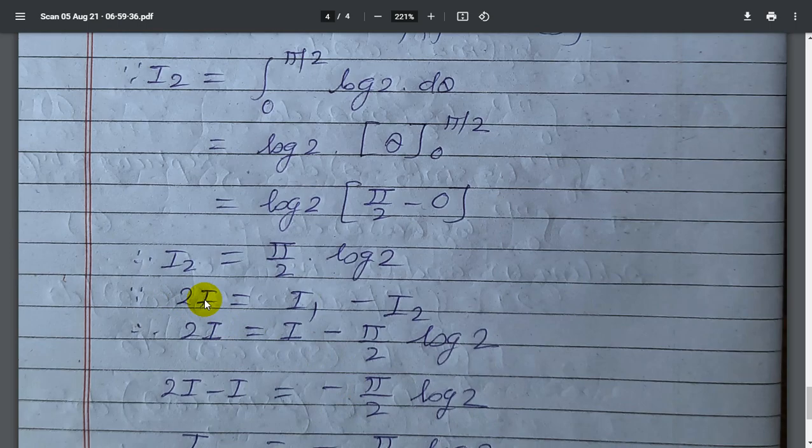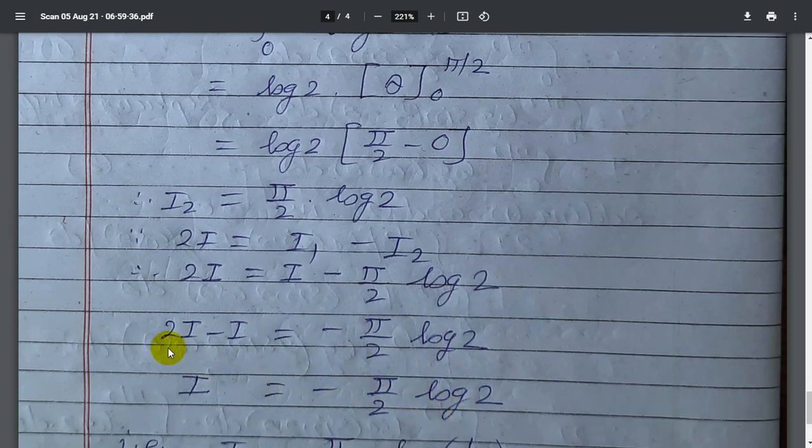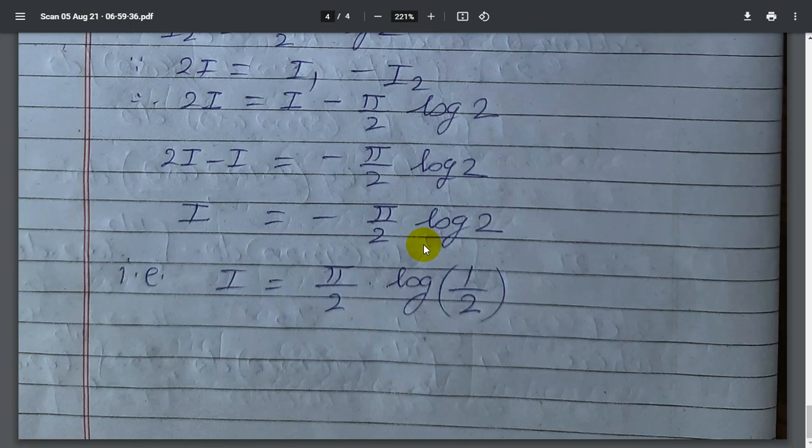Since 2I equals I1 minus I2, as you have written in the previous steps, therefore 2I equals I, where the value of I1 is I and the value of I2 is pi by 2 log of 2. So 2I equals I minus pi by 2 log 2. Therefore 2I minus I, taking I to the left hand side, so 2I minus I equal to minus pi by 2 log of 2. Here 2I minus I becomes I, so I equals minus pi by 2 log 2.